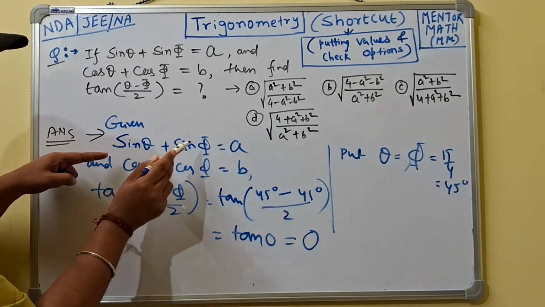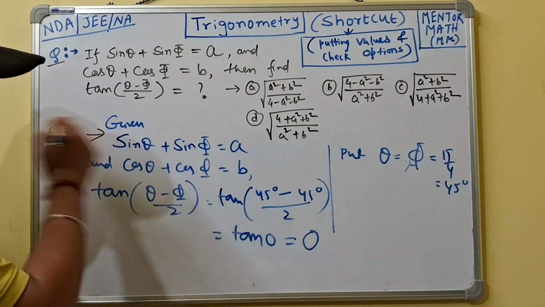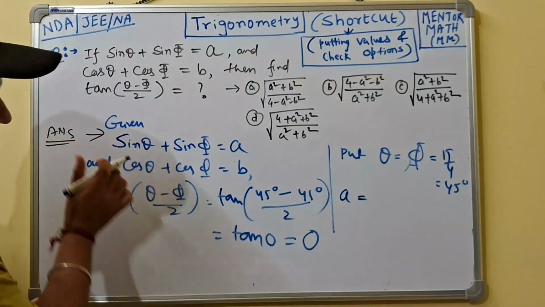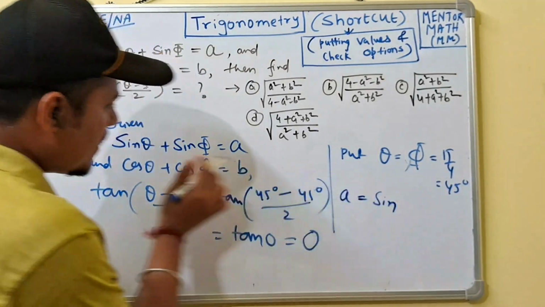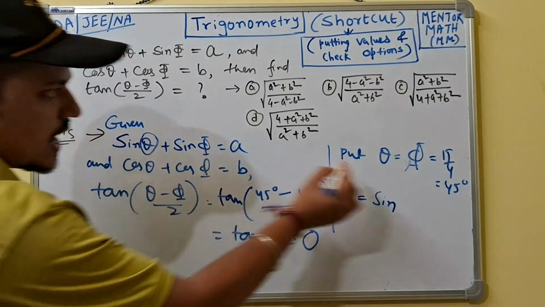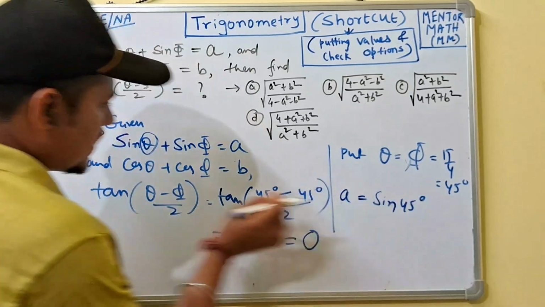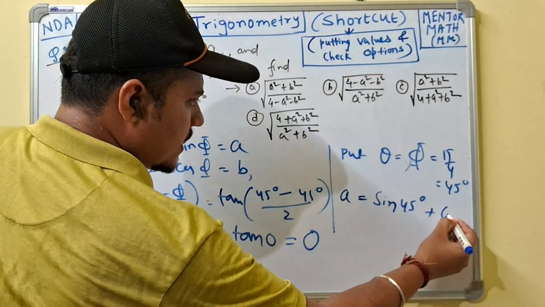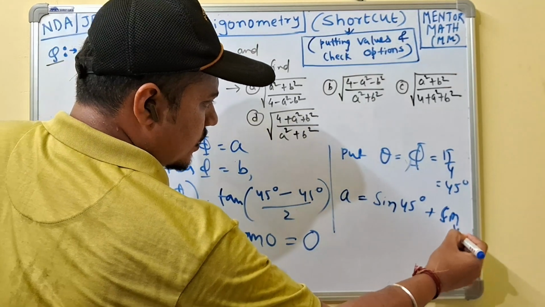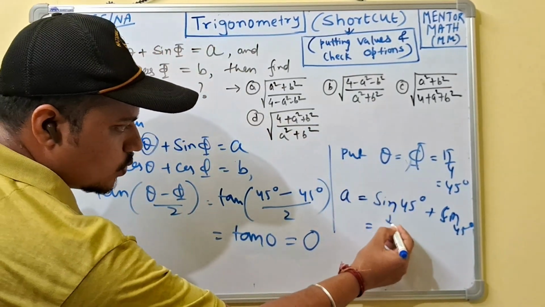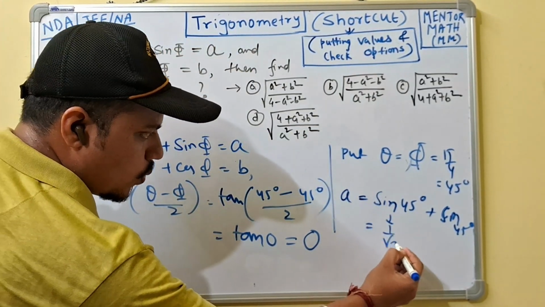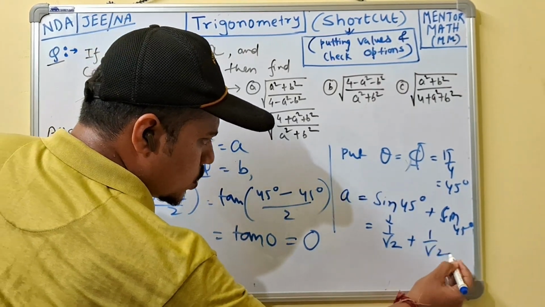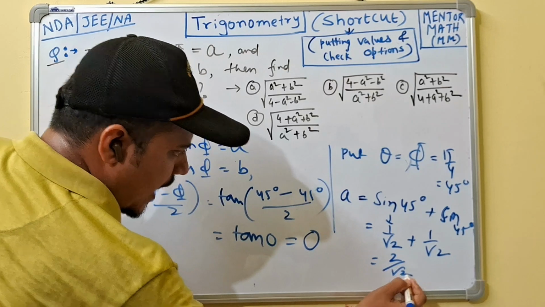If we put theta and phi as 45 degree, let's find out the value of A. So A is equal to sine theta plus sine phi. If I put theta as 45 degree and phi replaced by 45 degree, that is sine 45 degree plus sine 45 degree. You know sine 45 is 1 by root 2, and also sine 45 degree is 1 by root 2. So we got the value 2 by root 2.